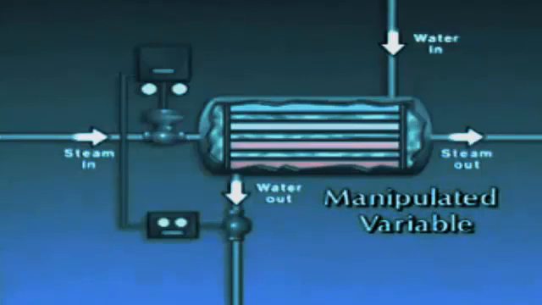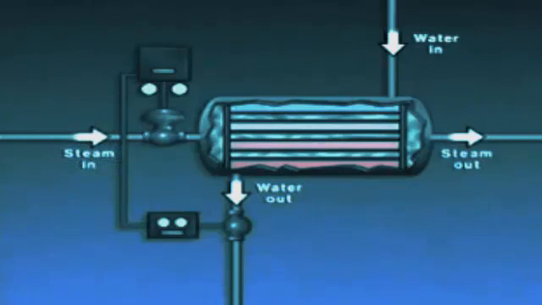The manipulated variable in this system is the inlet steam flow. That is, the steam flow to the heater. It's adjusted to keep the outlet water temperature at set point. The primary element in this feedback control system is a temperature sensing device in the outlet water line.